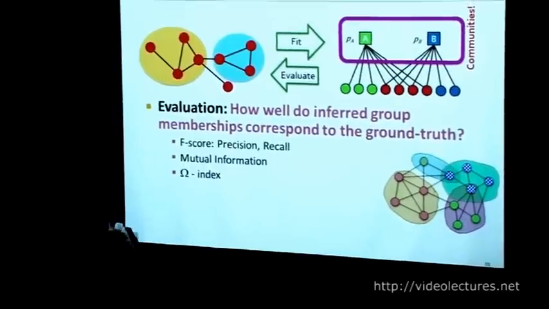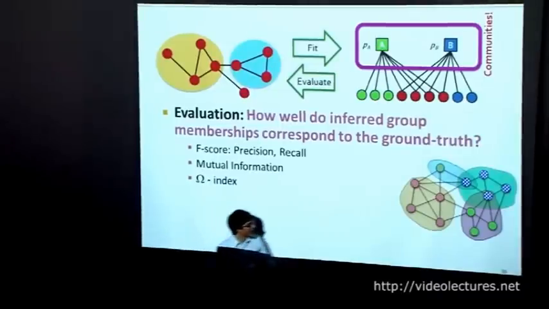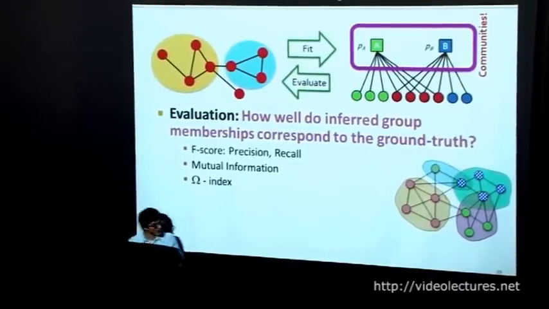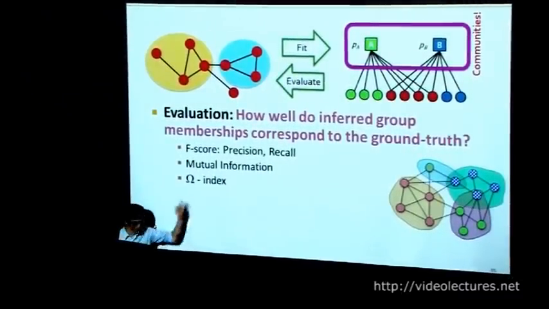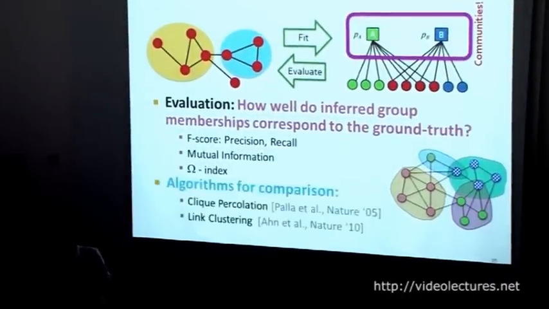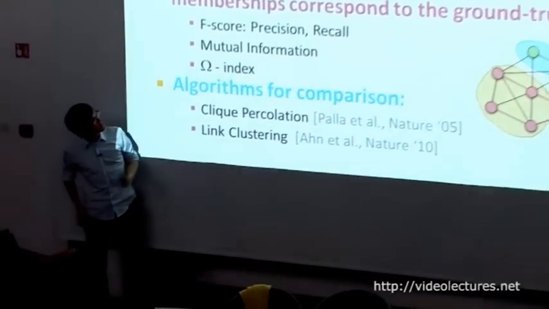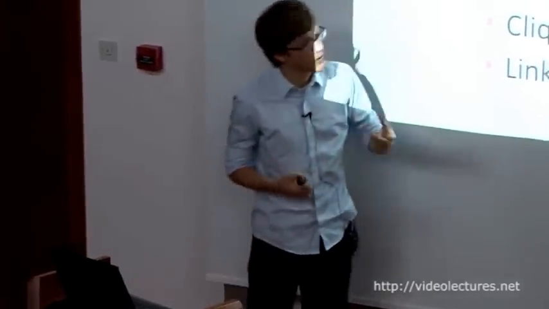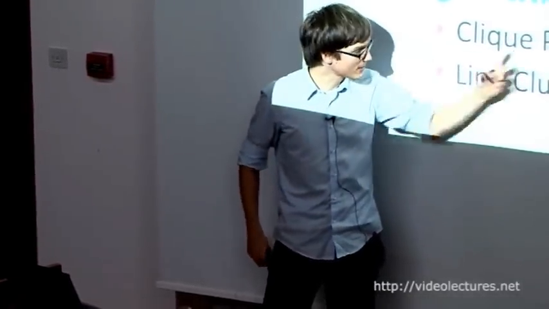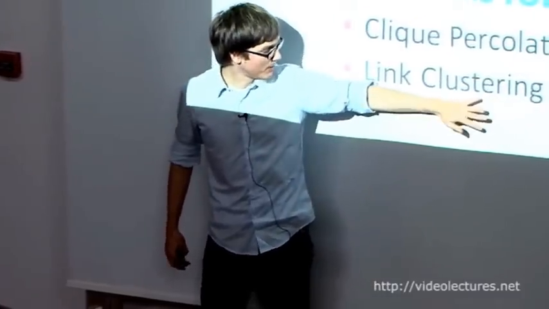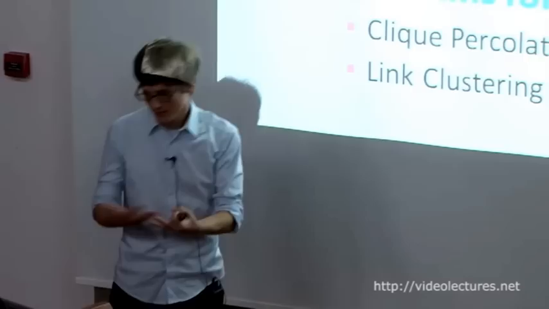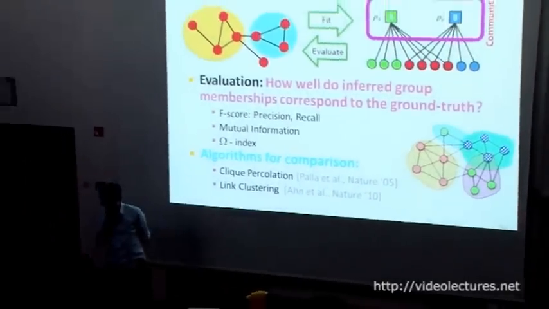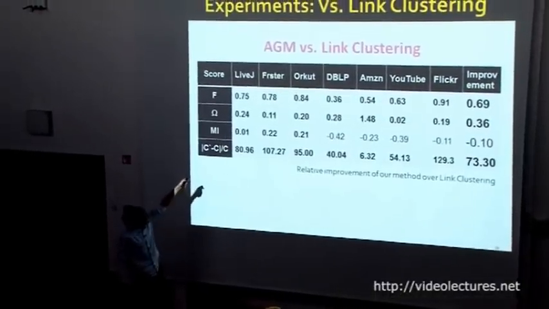There are a few metrics that are very standard in computer science to evaluate this kind of problem. There is the F1 score, precision and recall. You can measure the mutual information between the discovered communities and the true communities, or you can quantify something called the omega index. And then for comparison, I will compare my method. So what is my method? Given a network, I want to find the parameters of this model, which basically means I found the group memberships, and now I will compare how good the groups I find are versus two standard methods. One is called clique percolation, and the other one was just published. It's called link clustering. Both these methods find groups that overlap, so they allow nodes to belong to multiple groups. And if we run our method, here is how well it's doing. These are, so I have different data sets.